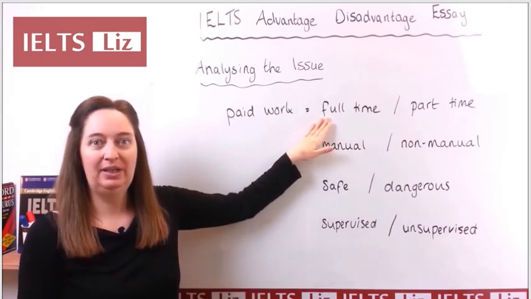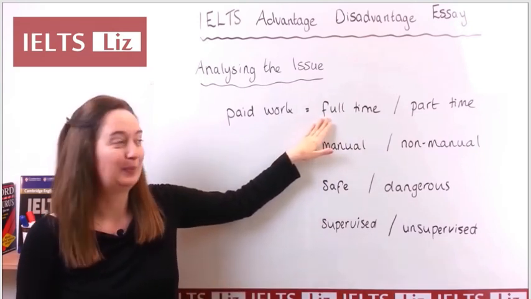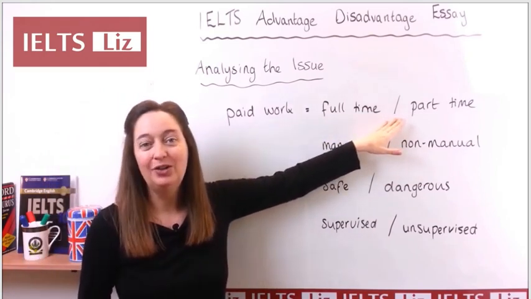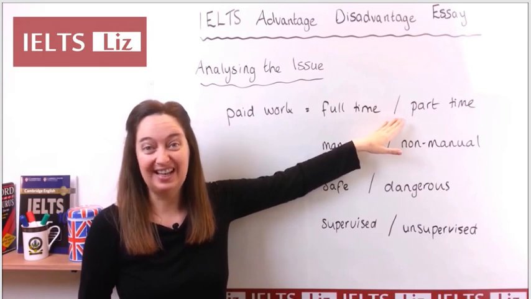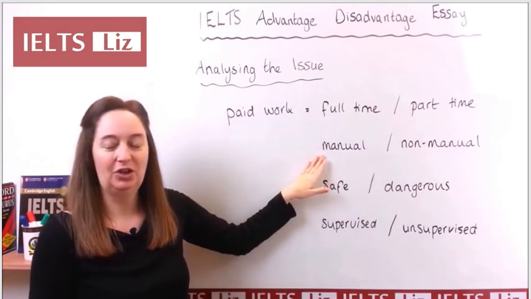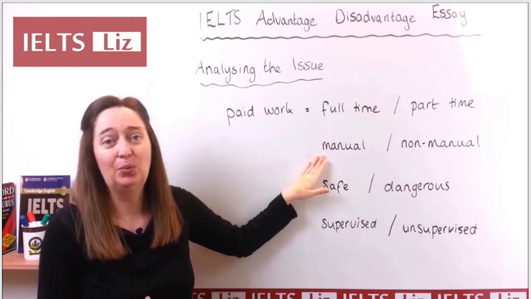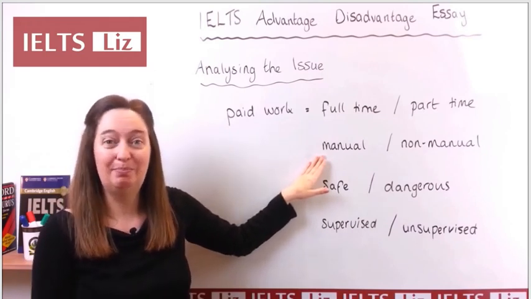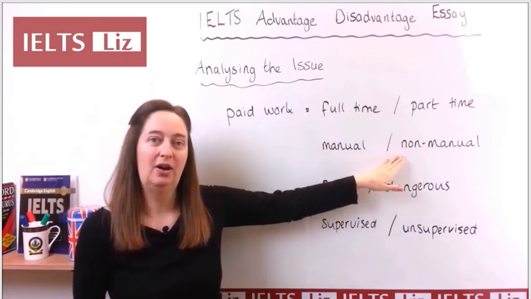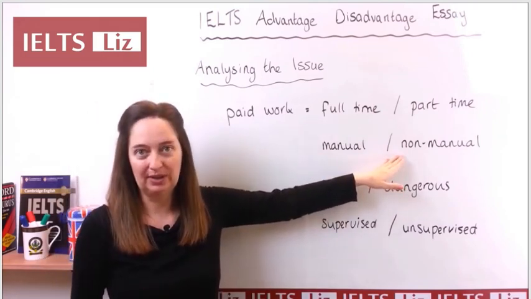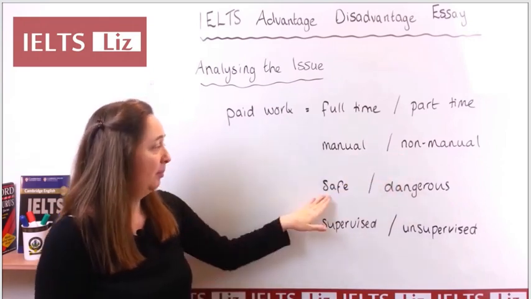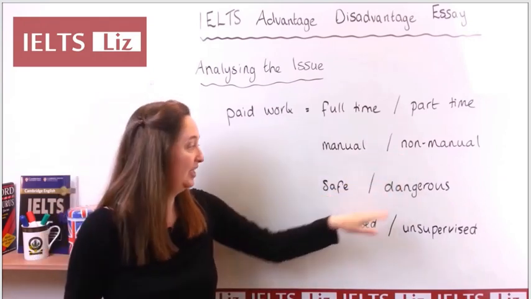Now, full-time work means that the child isn't going to school. Part-time work means maybe the child is only working for 2 or 3 hours on a Saturday when they're not at school anyway. Manual, the child might be working in a factory, or worse, maybe working on a building site, which is very dangerous. Or non-manual, the child might be just doing office work, something very simple and useful for their future. The child might be doing work that's safe or dangerous.